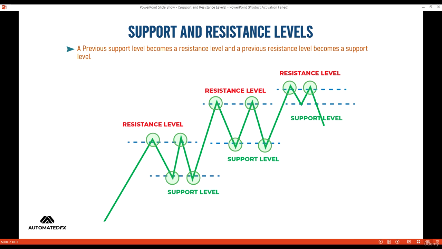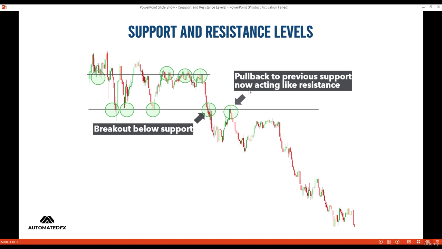Of course, this is an uptrend example. So that's another principle that you have to take note of when it comes to resistance and support levels. This is an example of a chart and how resistance and support levels play out practically.